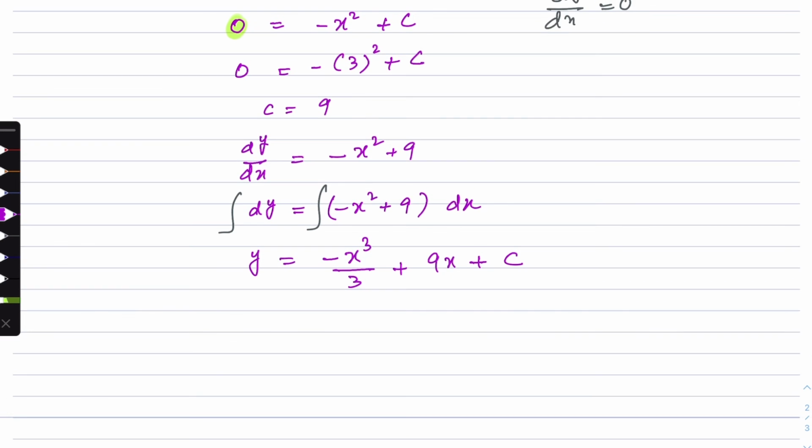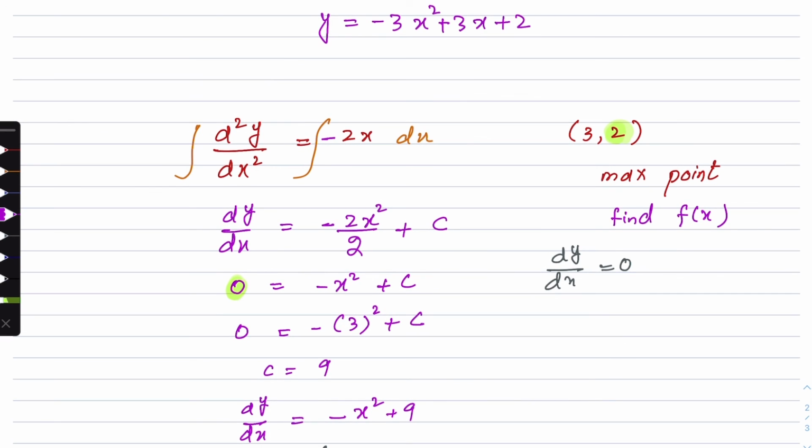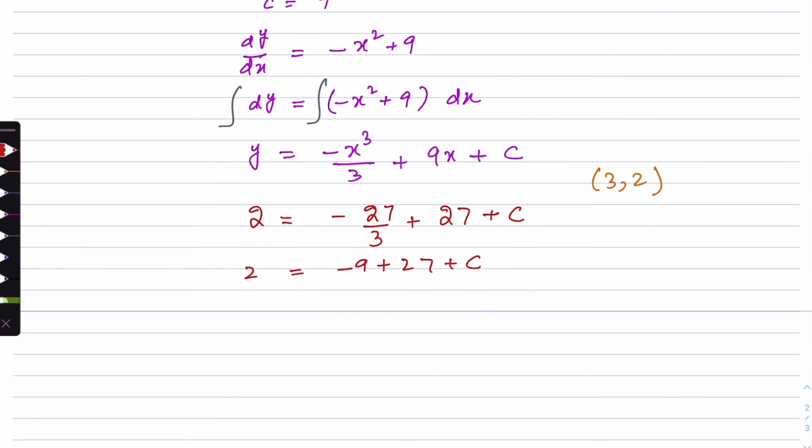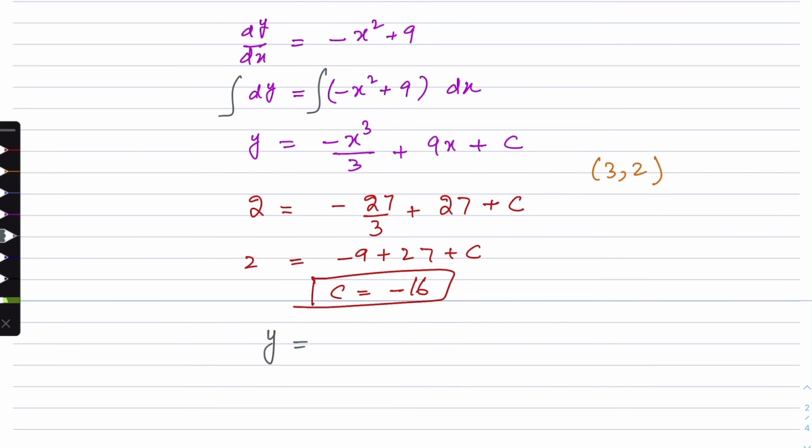So now how can we find the value of c? By putting in the point (3, 2), because this was a given point. So the value of y is 2, and x is 3: minus 27 by 3 plus 27 plus c. So 2 is equal to minus 9 plus 27 plus c. This would become plus c is 18, and when we shift to this side, minus 16. So the final equation is y is equal to minus x cube over 3 plus 9x minus 16. This is our answer.